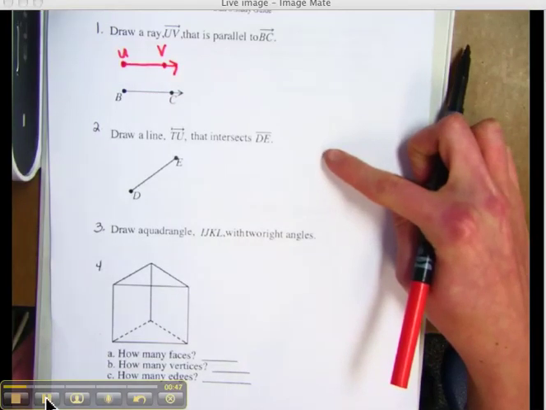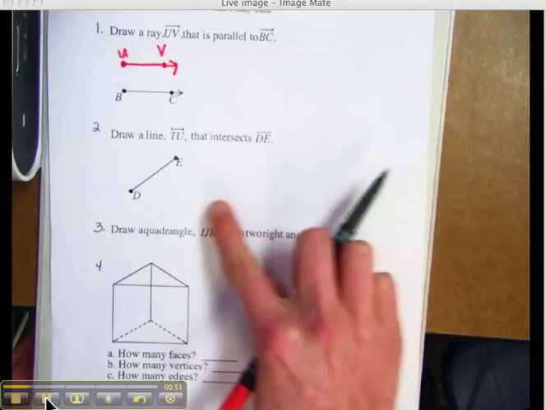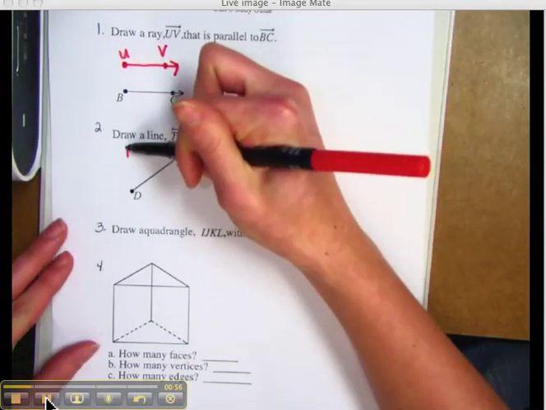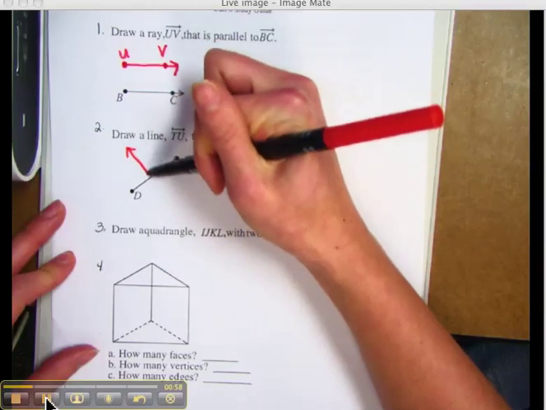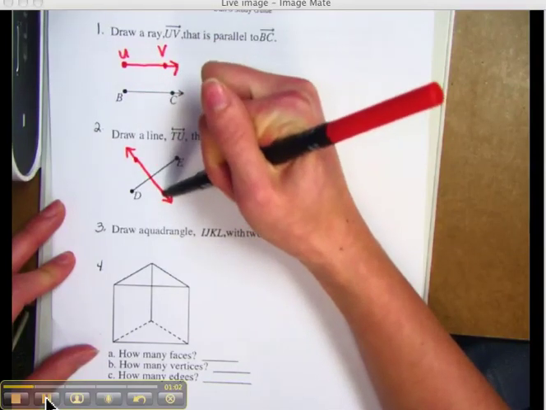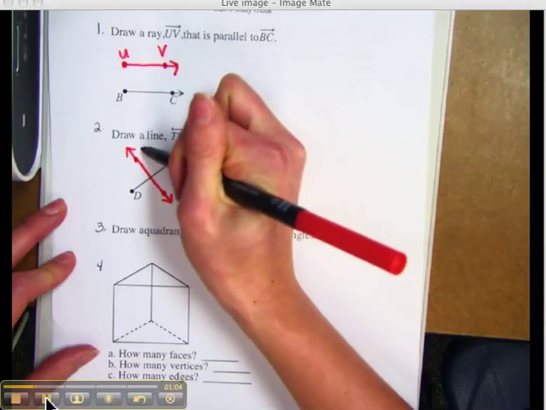Draw a line TU that intersects line segment DE. I'm going to draw my line. Remember, a line has 2 arrows, one on each end. I'm going to draw my points and label it TU.